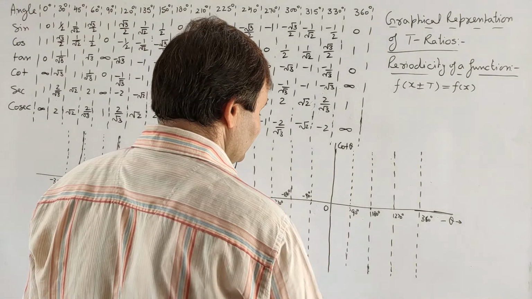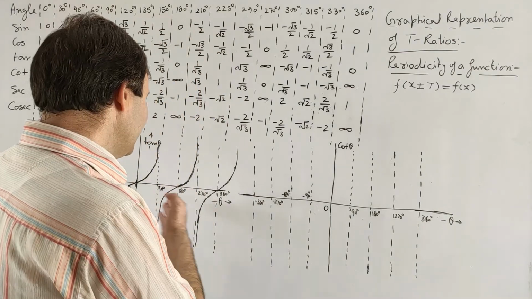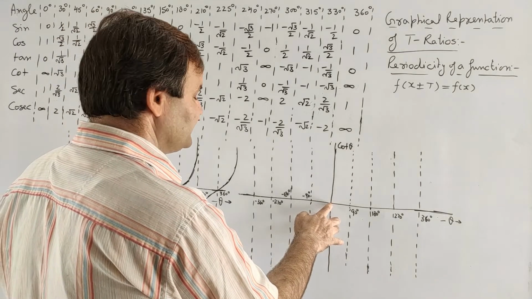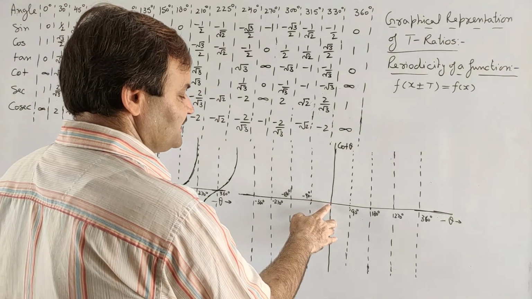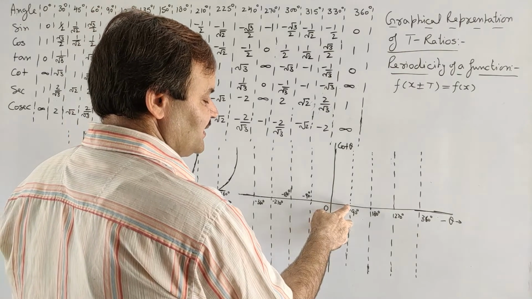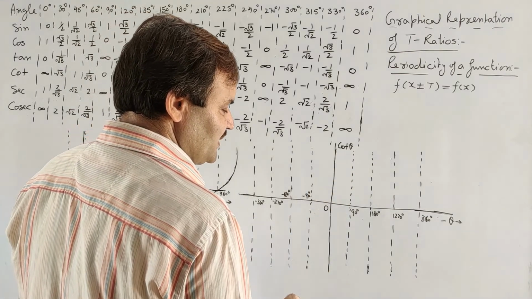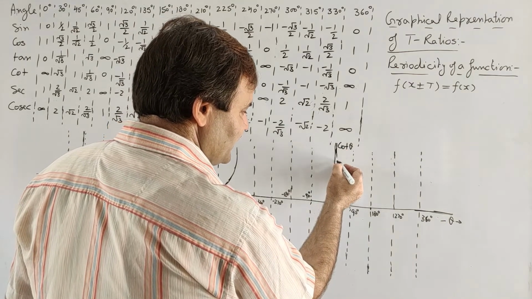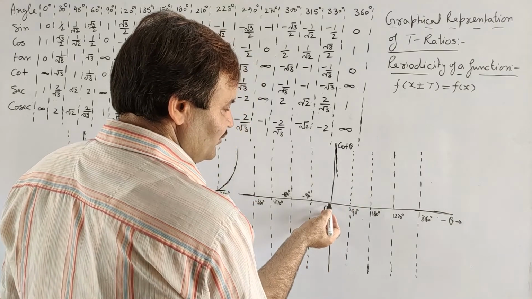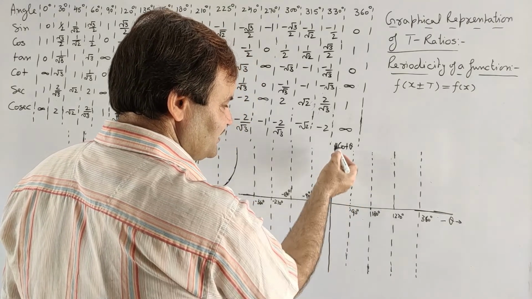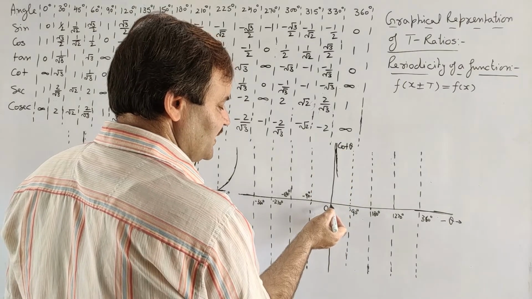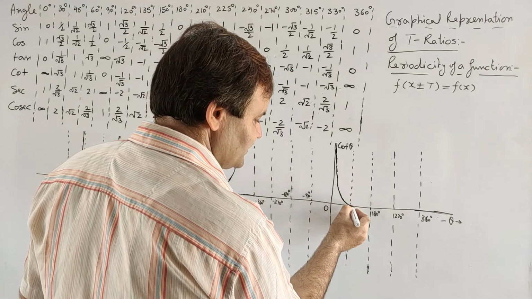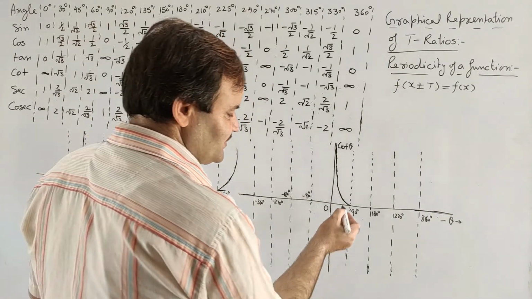Now come to cot theta. For cot theta also the graph will be like that only, except that at 0 degree the cot will be infinite, and in the first quadrant the cot theta will be positive, in the second it will be negative. So in this case the graph of cot theta will touch the vertical line passing through 0 degree at infinity, and at 90 degree the value of cot theta will be 0.